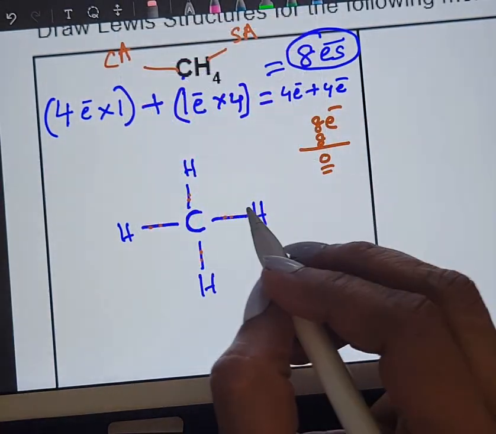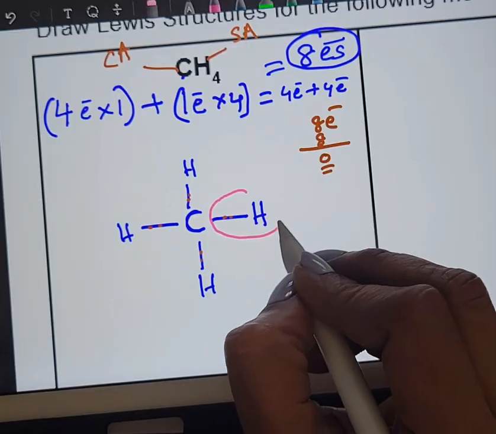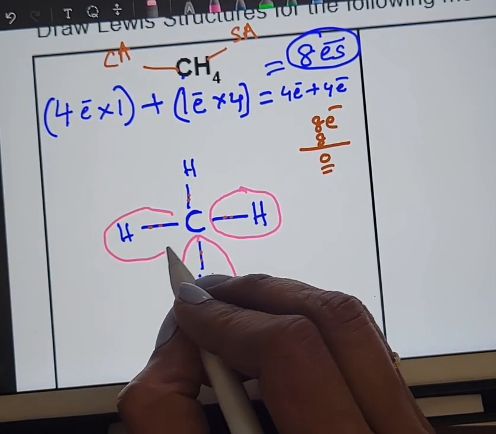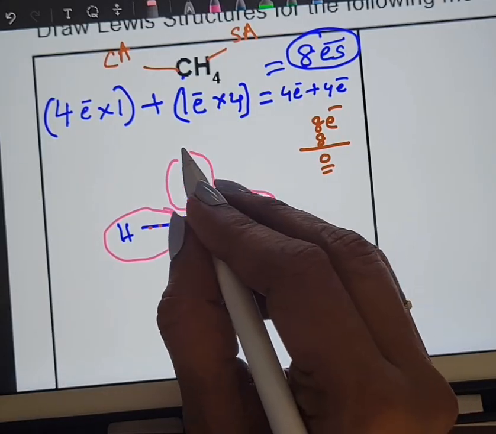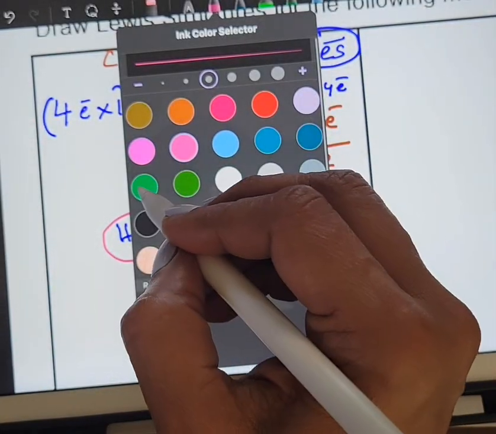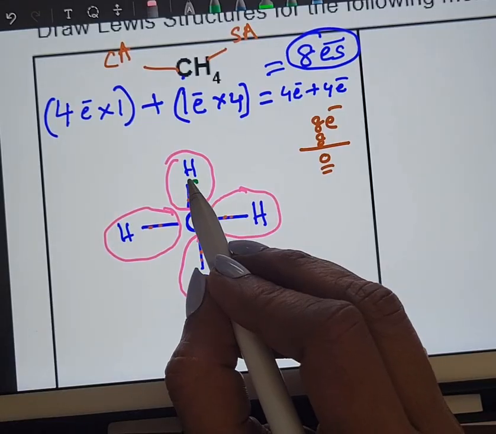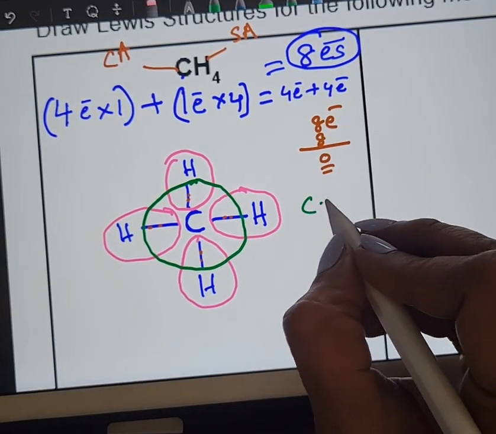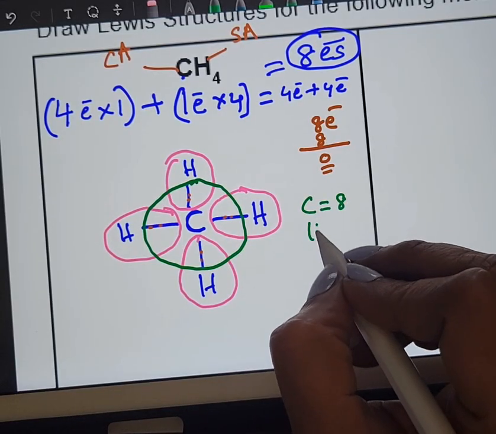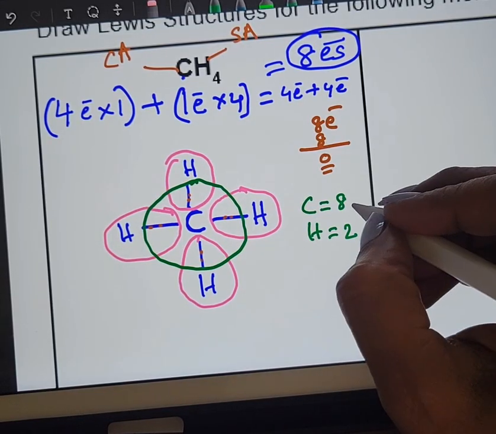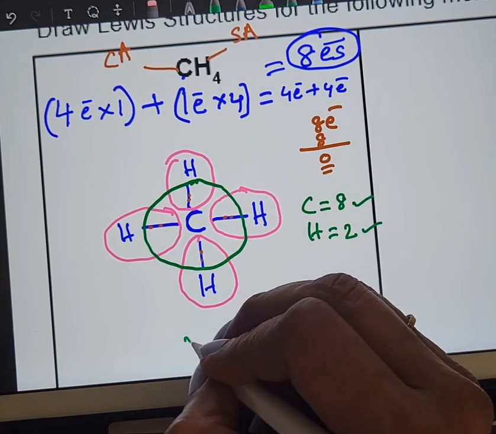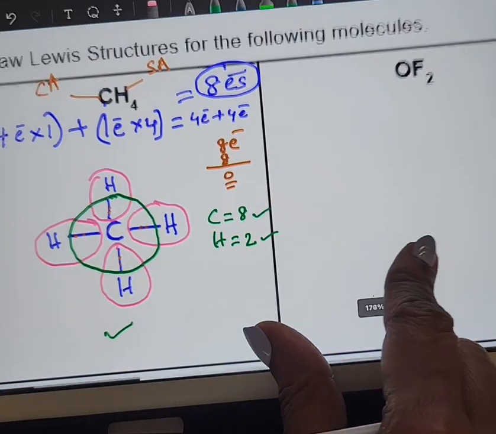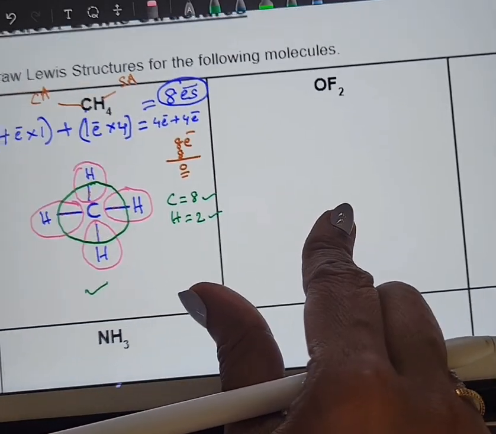Hydrogen needed only 2. This hydrogen has 2, this hydrogen has 2, this hydrogen also has 2. All the hydrogens are happy. Now look at the central atom. Carbon, there is how many? 2, 2, 2, 2. The carbon also has 8 electrons, so they both are happy. So our structure is happy. I am happy, you are happy. Okay, let's do the next one.